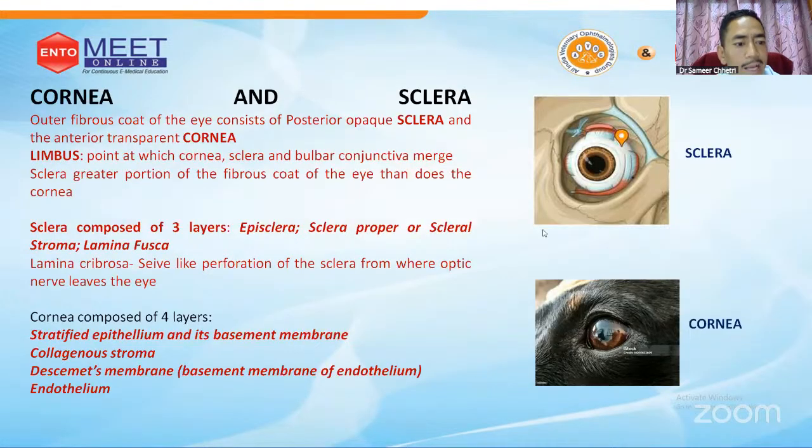The position is from the outer portion to the inner portion. The outermost portion is your stratified epithelium and its basement membrane. Then comes your collagenous stroma. Then comes your Descemet's membrane, basement membrane of the endothelium, and then finally the endothelium. So this is all about the cornea.